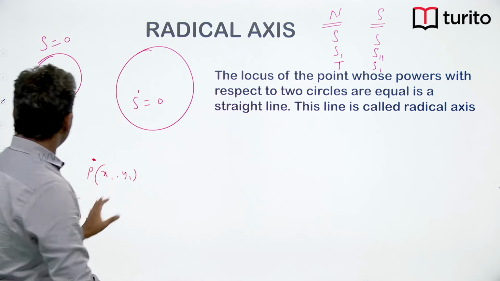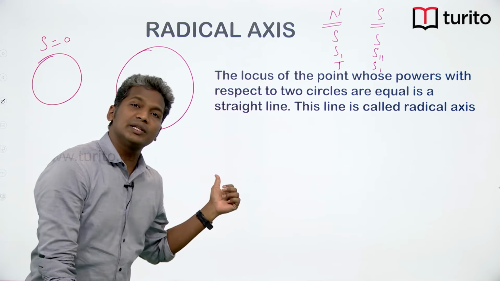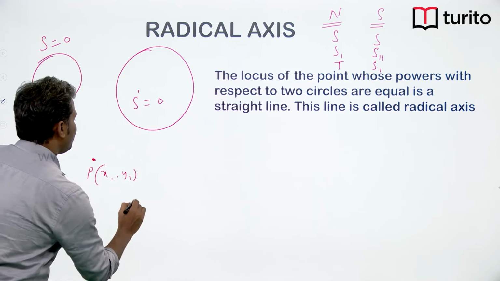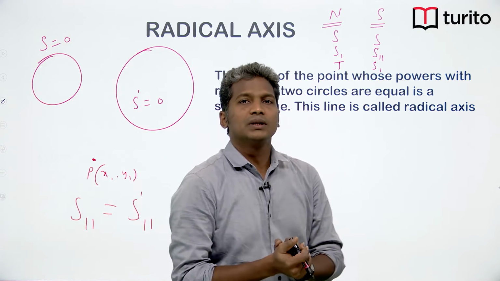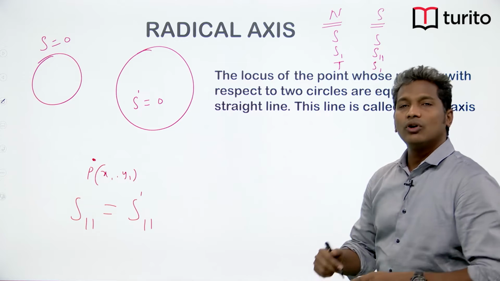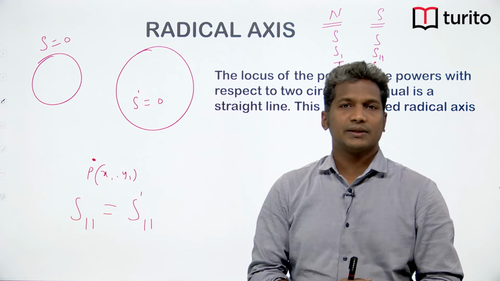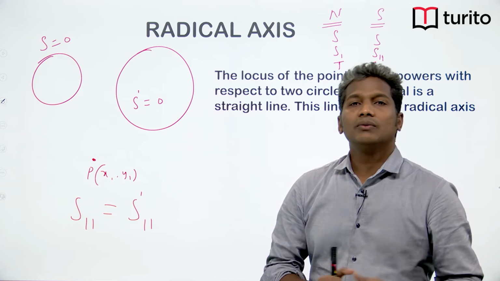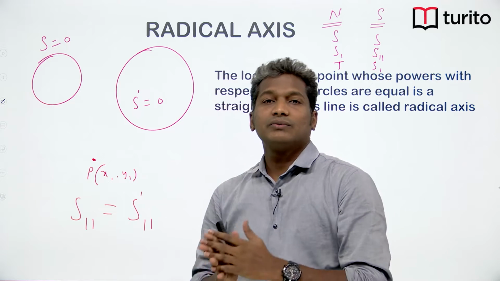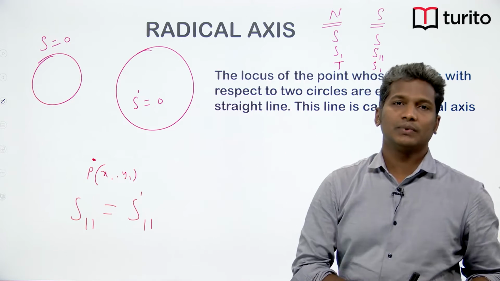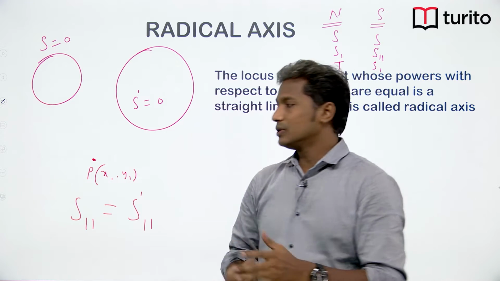Okay, so S11, this is the power with respect to the first circle, and also the power with respect to the second circle will be S'11. These two must be equal. So, if these two are equal, then whatever is the locus of that point that we get from this will be the radical axis. That is the definition. Now, will this radical axis be a straight line or will it be a curve? That depends on the algebra. Okay, so if we take the equations only in the standard form, you know the standard form of circle.